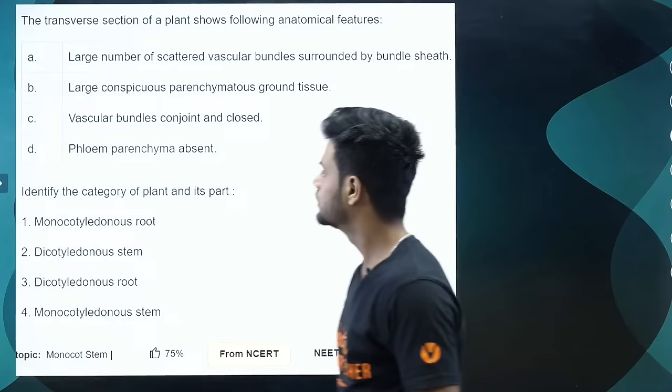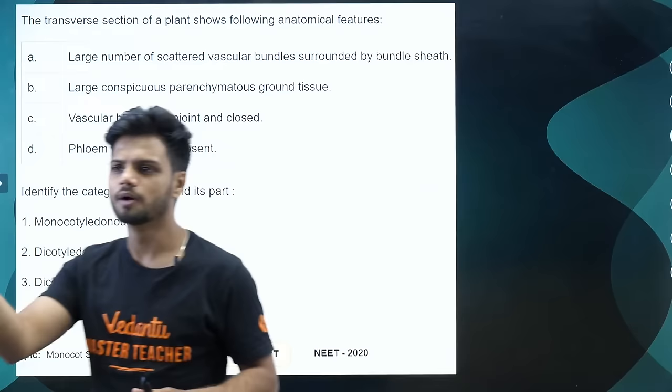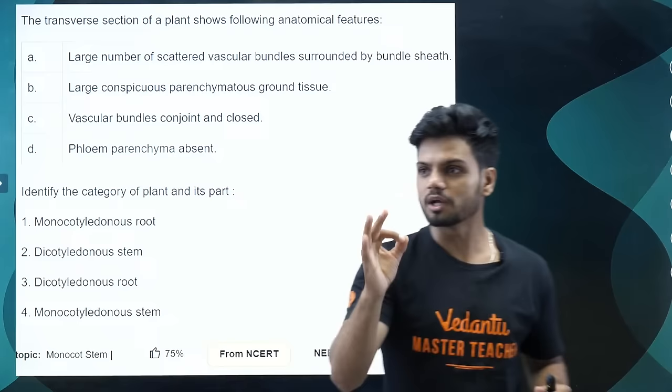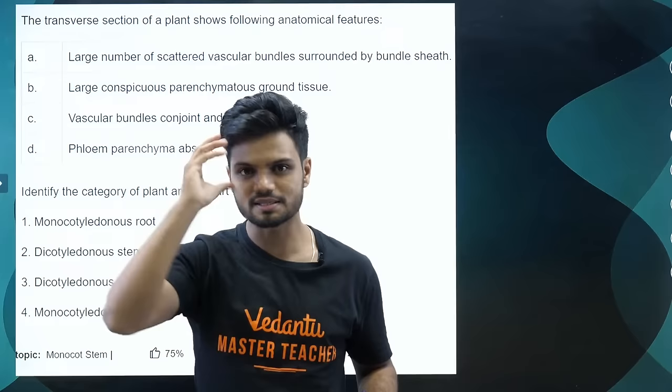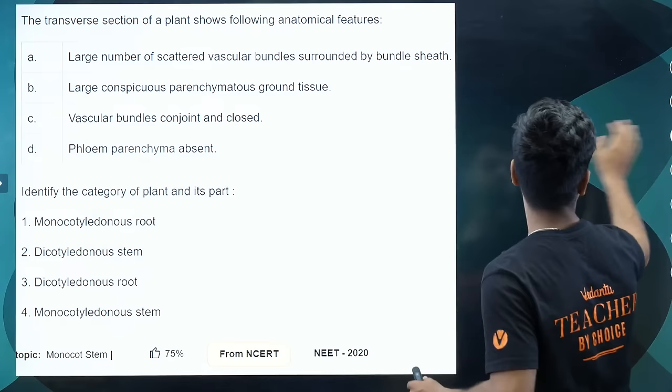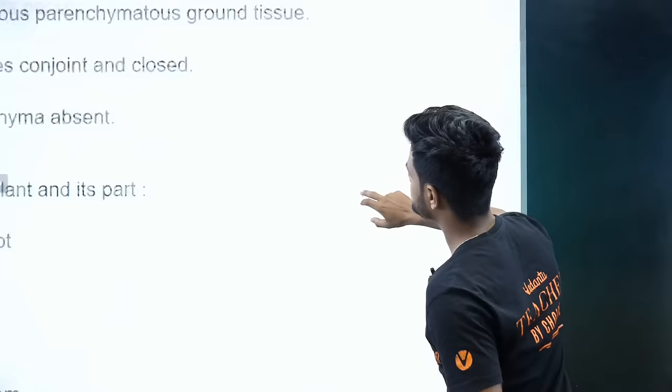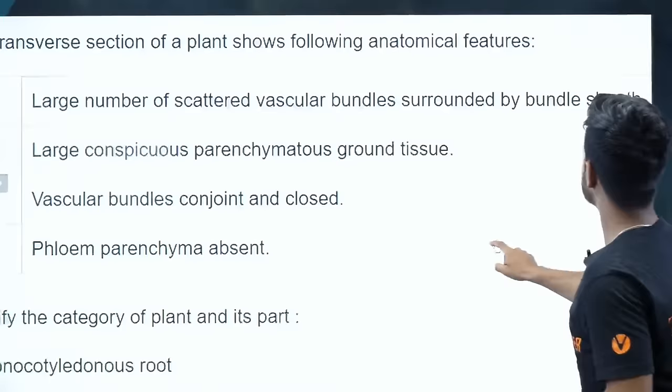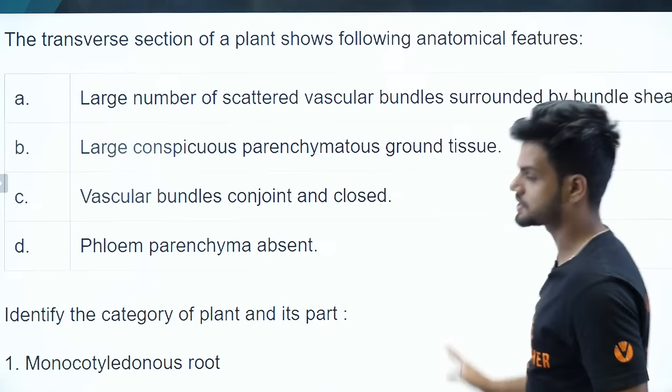Next question, all of you. A transverse section of a plant. Concept, beautiful question, all of you. If you're able to solve this question, your concept in your mind is set. Don't even look at the options. Look at the statements. The transverse section of plant shows following anatomical features.